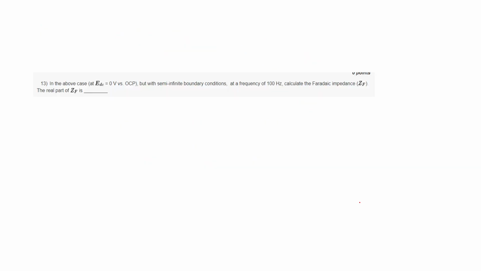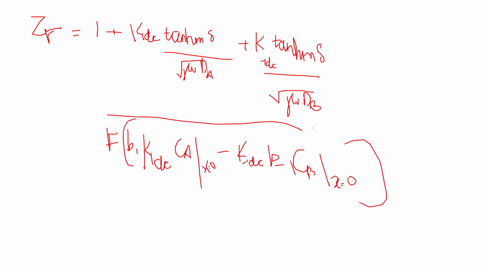Now, this is the continuation of question 7. So the question is, in the above case, if E DC equal to 0 was OCP, but with semi-infinite boundary condition at a frequency of 100 Hz, calculate the Faraday impedance, the real part of ZF is. So how will you proceed with this question? For this question, you need to use Excel or MATLAB, because doing this by hand is not possible. If you see this part, the impedance equation is something of this form.